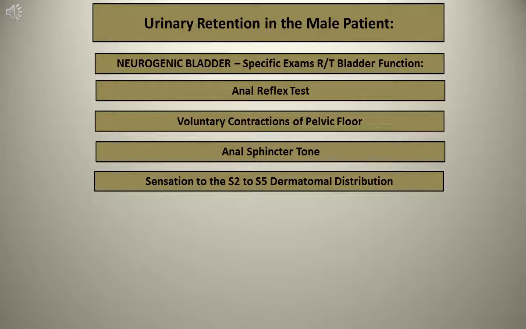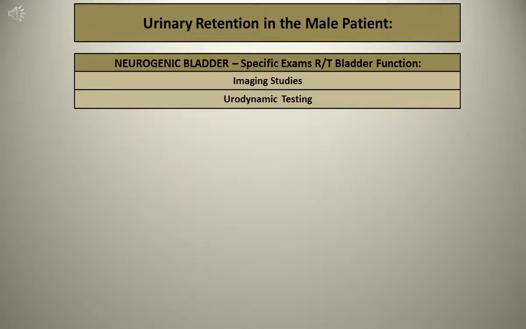The anal sphincter tone can be determined during the digital rectal exam. To test for sensation in the S2 to S5 dermatomal distribution, use a non-lubricated finger or a cotton swab. Gently touch the perianal region in a dermatomal pattern and ask the patient to identify when you contact his skin. Imaging studies looking for tumors or other lesions in the brain and spinal cord may also be necessary.